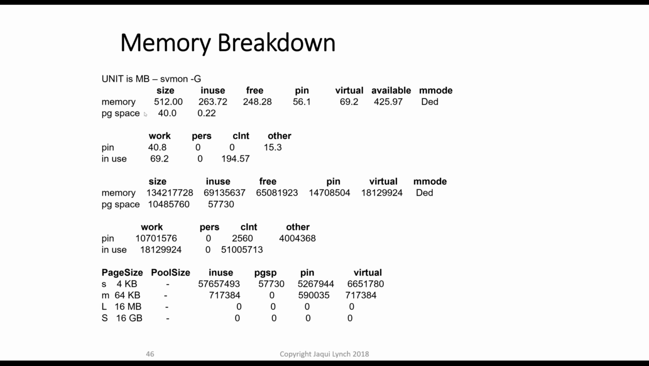The svmon -G allows you to look at memory and what the breakdown is. I use the flag that gives me units because I do not think in pages, I think in megs or gigs. So this is a 512 gig, that should say gig, a 1 gig LPAR. It's using 263, it's got 248 free, 56 is pinned, and so on. And then here it gives you the breakdown between work, persistent, and client. Now here, working and persistent, this is your dynamic, this is your file systems, and this client here is typically your network. And then it breaks it down with pages.